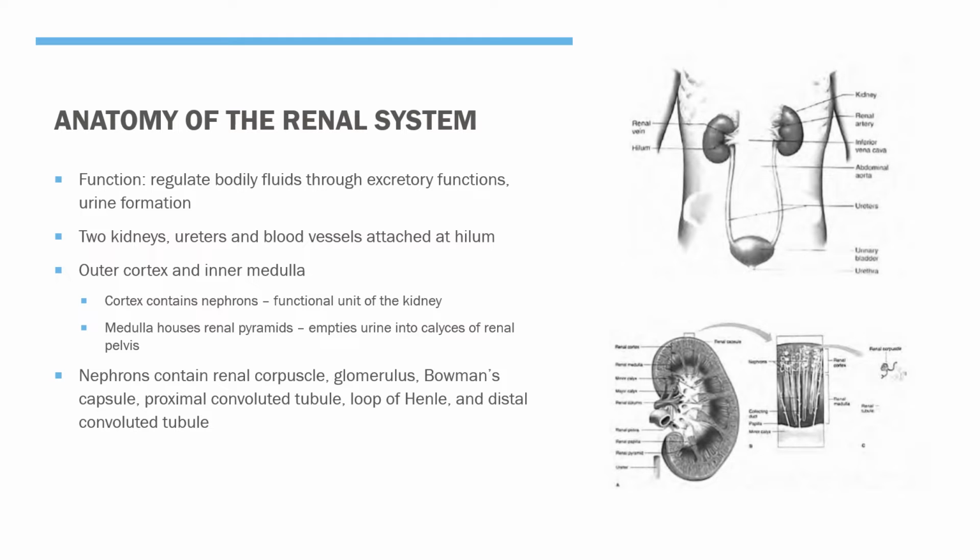And then on the kidneys, you have an outer cortex and an inner medulla. The cortex contains your nephrons, which are the functional units of the kidneys, and then the medulla houses the renal pyramid, which empties urine into calyces of the renal pelvis. And inside those nephrons, microscopically, they contain renal corpuscles, the glomerulus, the Bowman's capsule, a proximal convoluted tubule, the loop of Henle, and a distal convoluted tubule, which we'll get into on the next slide.